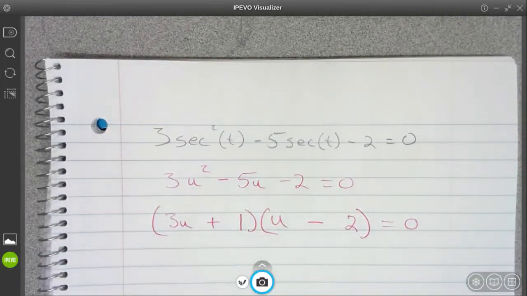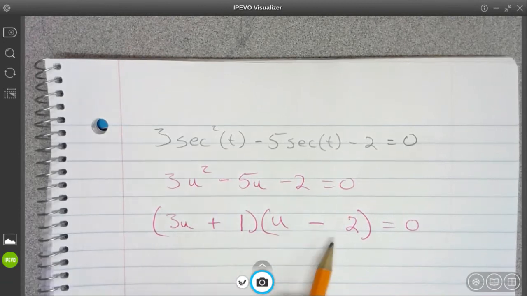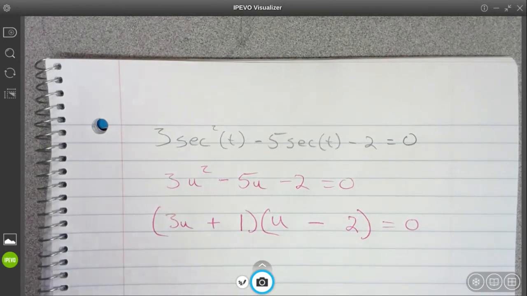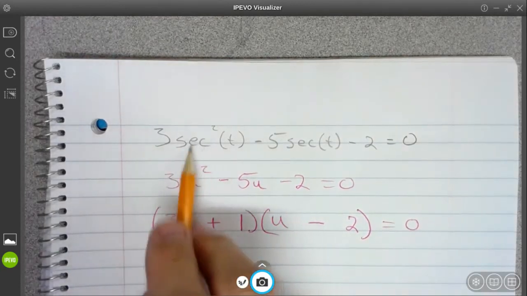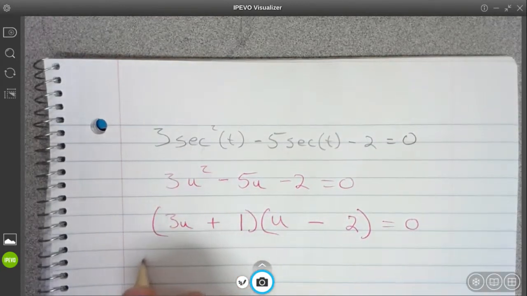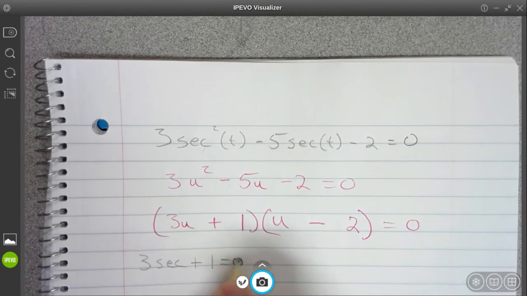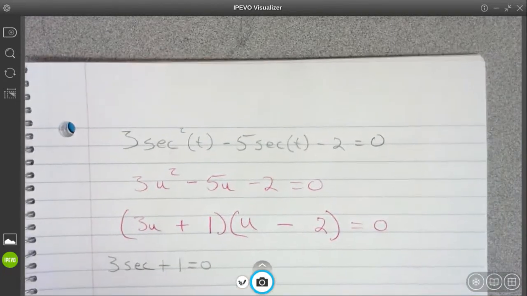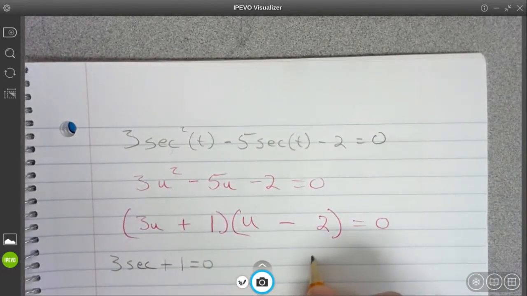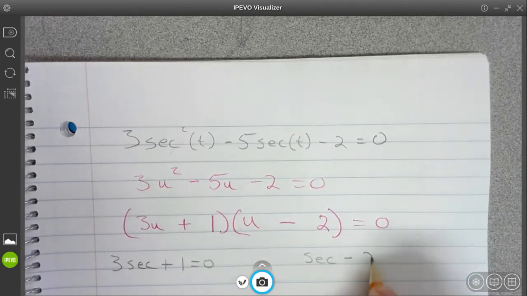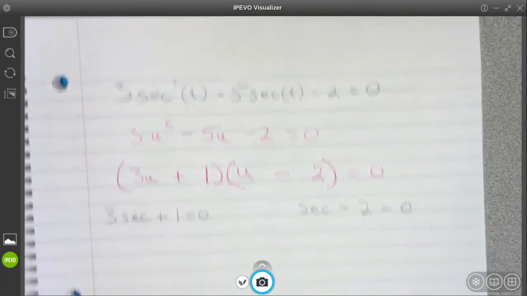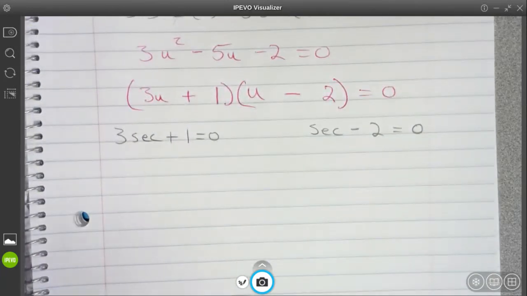Nice. All right, so now I'm going to take each of these factors and set them equal to 0 and solve. I'm going to go ahead and put my secant back where it should be too. So I'm going to have 3 secant plus 1 equals 0. I'll try to solve that. And then I'm also going to have secant minus 2 equals 0. I need to solve both of these equations.